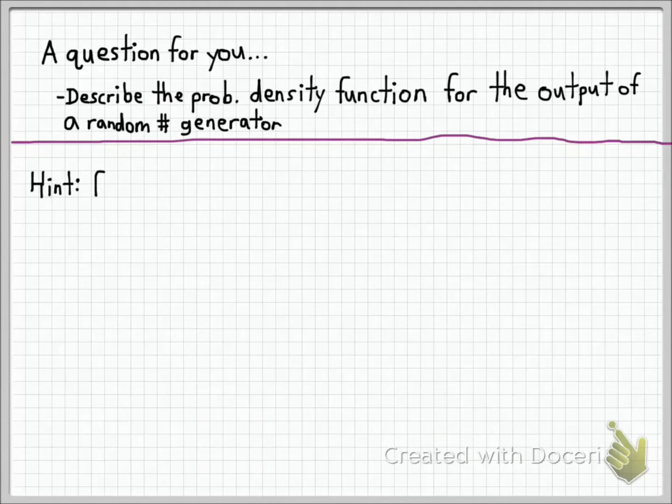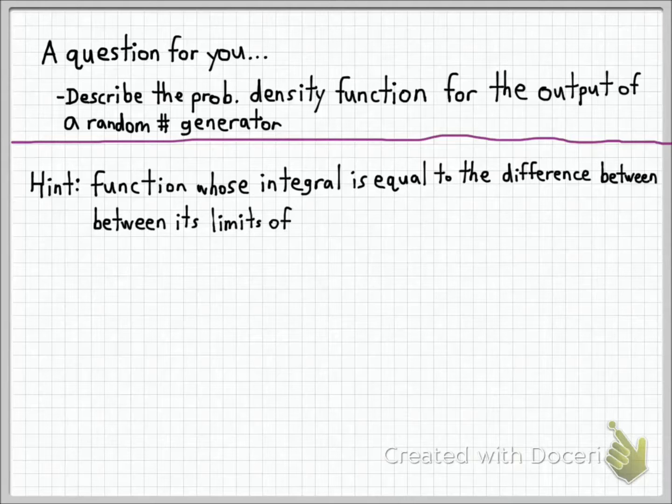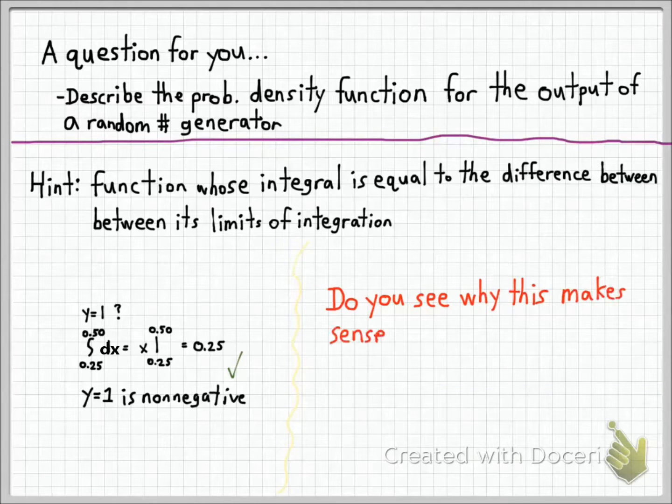Did you try y equals 1? The antiderivative of y equals 1 is y equals x, and evaluating y equals x from 0.25 to 0.5 indeed yields 0.25. Bingo! And this actually makes sense because it's random. Y equals 1 is a flat line, so the chance of anything happening should be equal. Everything is equally probable.